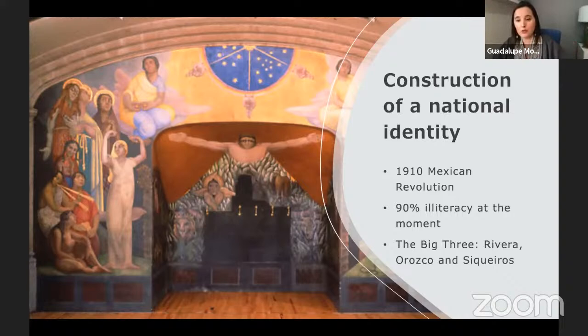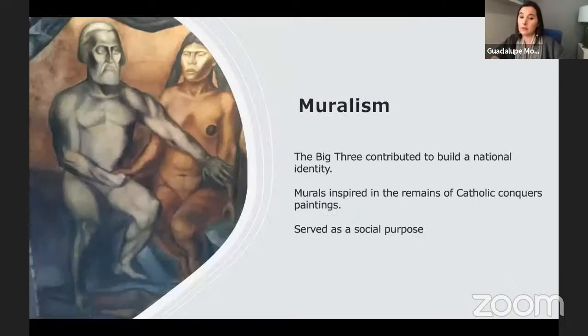In a country with almost 90% illiteracy rate at that moment, there was a call for artists to depict the desires of the revolution. And there is where the Mexican muralist Diego Rivera arises as a key artist through this century. Diego Rivera was elected to adorn the walls of the Escuela Nacional Preparatoria in Mexico City.